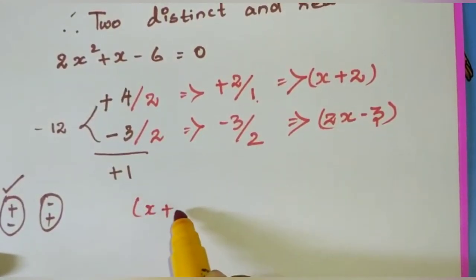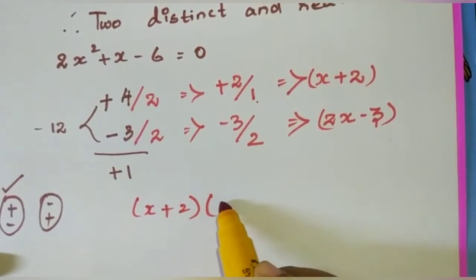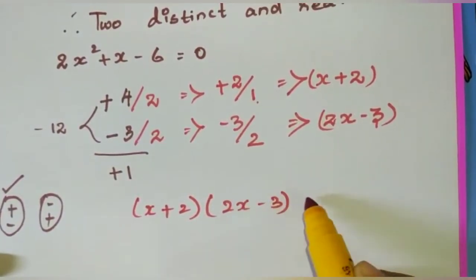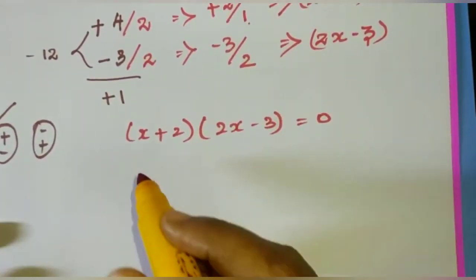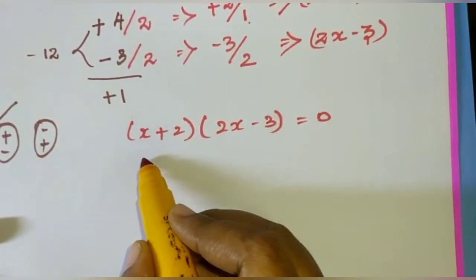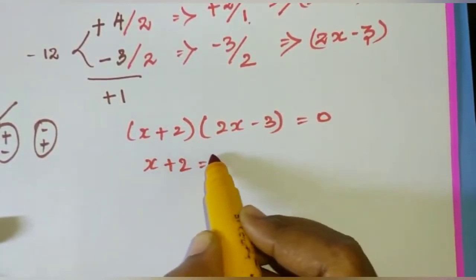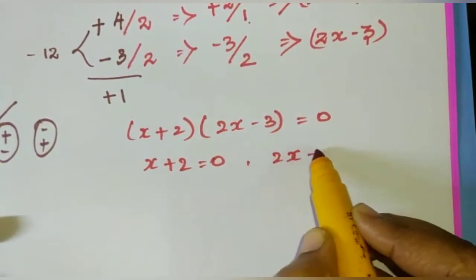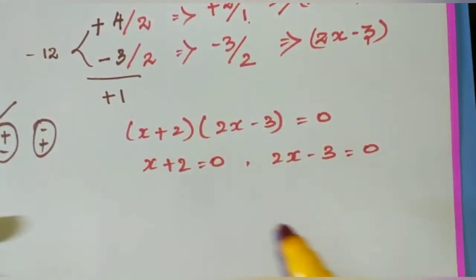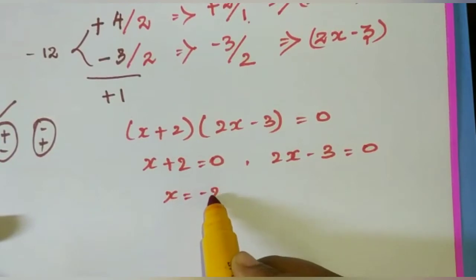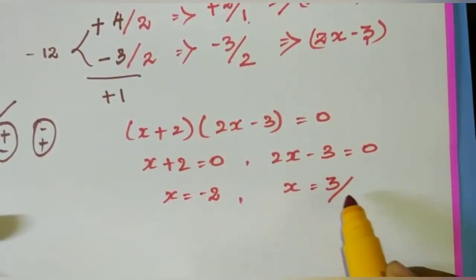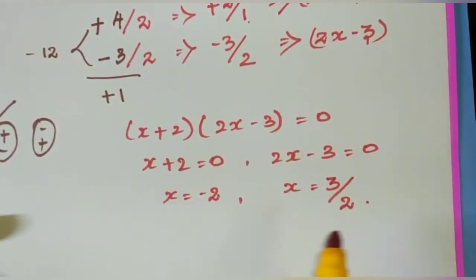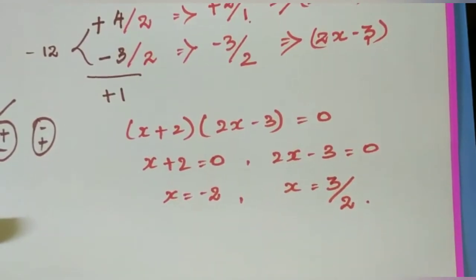The value is x plus 2 and 2x minus 3 is equal to 0. We have to find the value of x. How do we have to find it? We have to separate. x plus 2 is equal to 0 and 2x minus 3 is equal to 0. Then x is equal to minus 2 and x is equal to 3 by 2. So we got two different real roots, two distinct real roots.